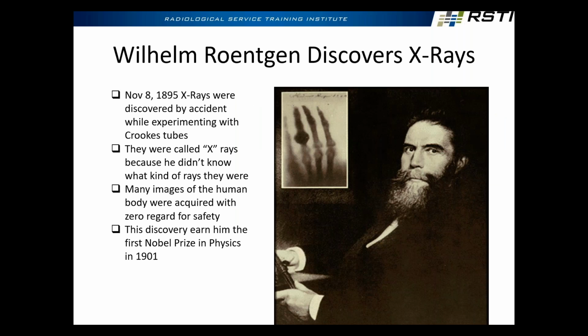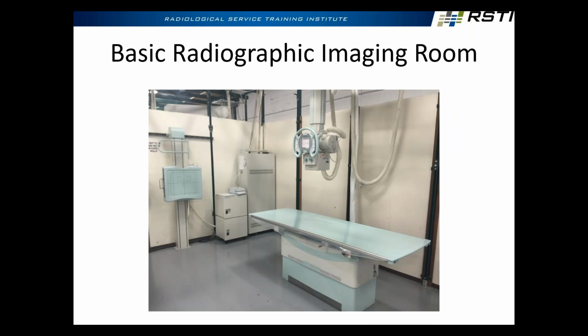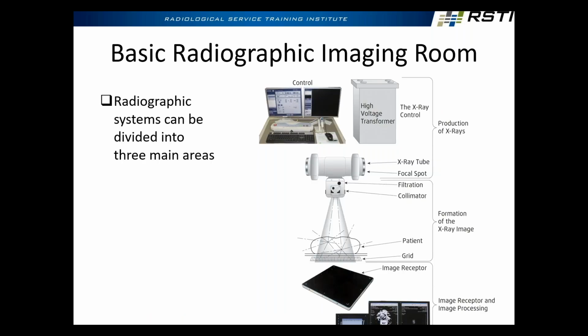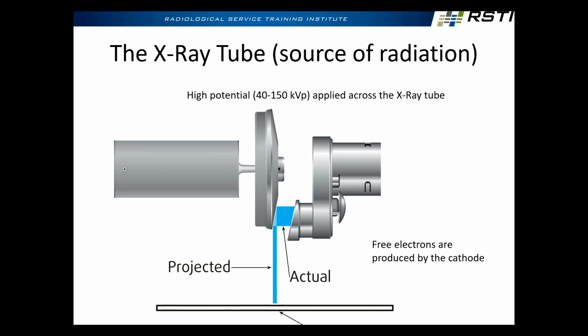No, but we talked about the discovery of X-rays, where they came from, what they do, and a little bit about how they are produced. We talked about the basics of the radiographic imaging room, how an X-ray tube functions in a general sense, and things like focal spot size. So we said that we are going to be operating in that 40 to 150 kV range.